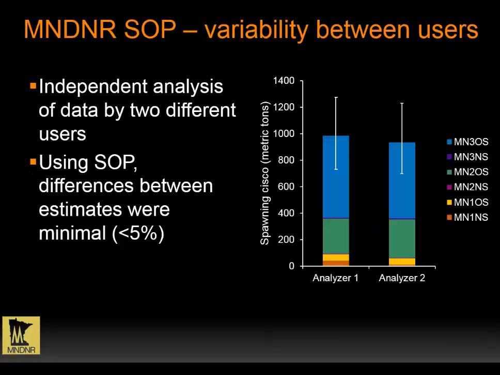I think an important part of developing an SOP is to see whether it works. We had 2 different independent users analyze the entire year of data, and found that using the SOP the differences between users were pretty minimal, less than 5%. We felt that was pretty good. Doing this exercise also helped us see where there were potential differences and where there might be potential for more standardization.